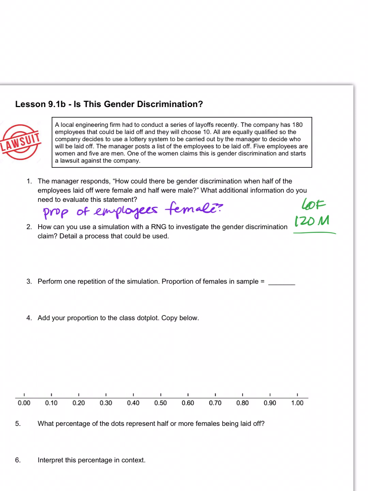Okay, so we're going to run a simulation choosing 10 employees at a time and see what percent come out female. See if this happens, if we really do get 50%. All right? So then it says, how can we use the simulation using a random number generator, it's our calculators, to investigate this? Well, detailing out a process. So let's think about this.